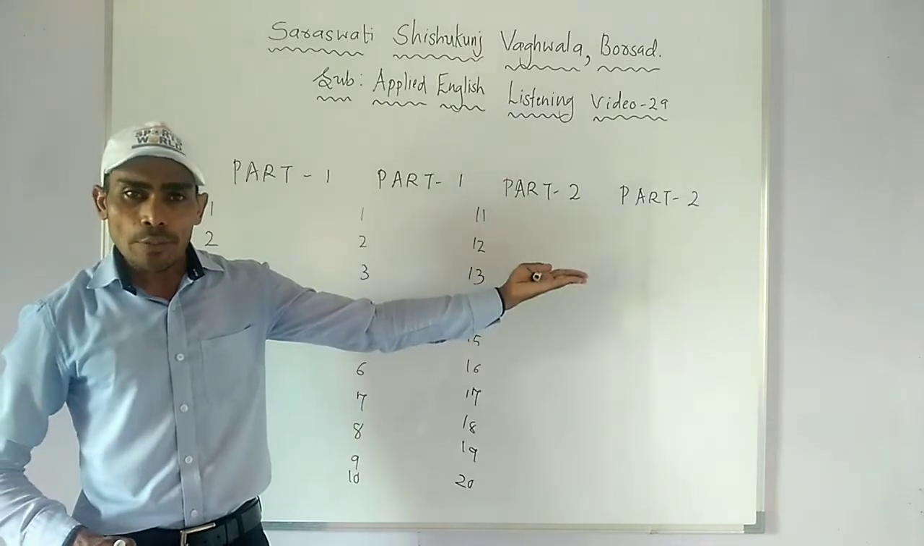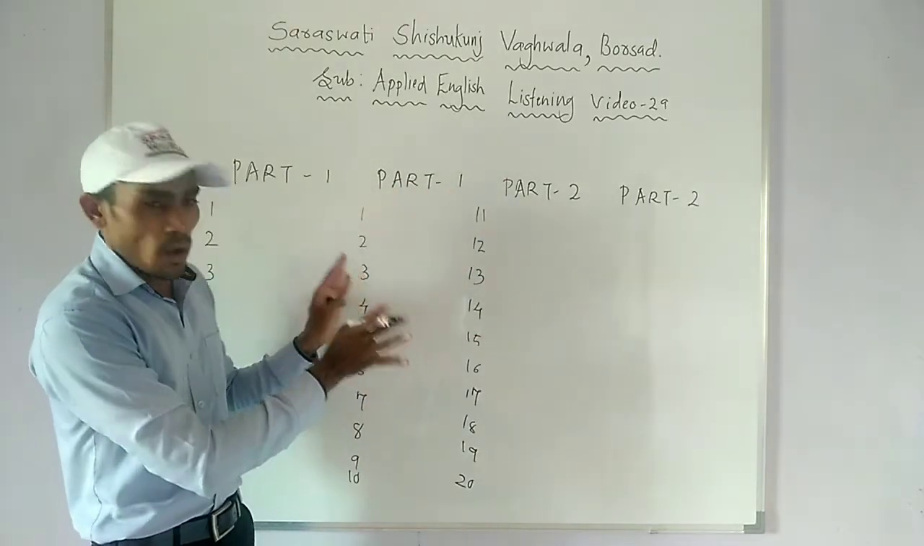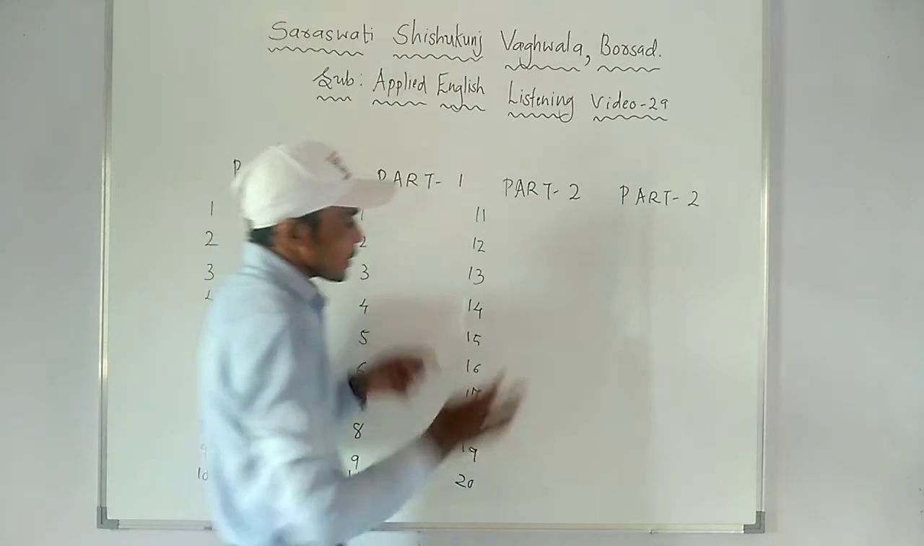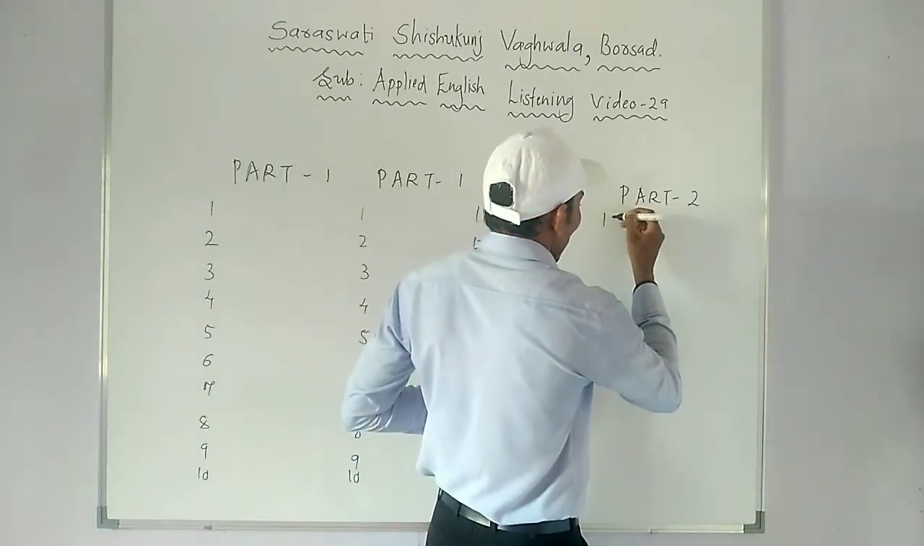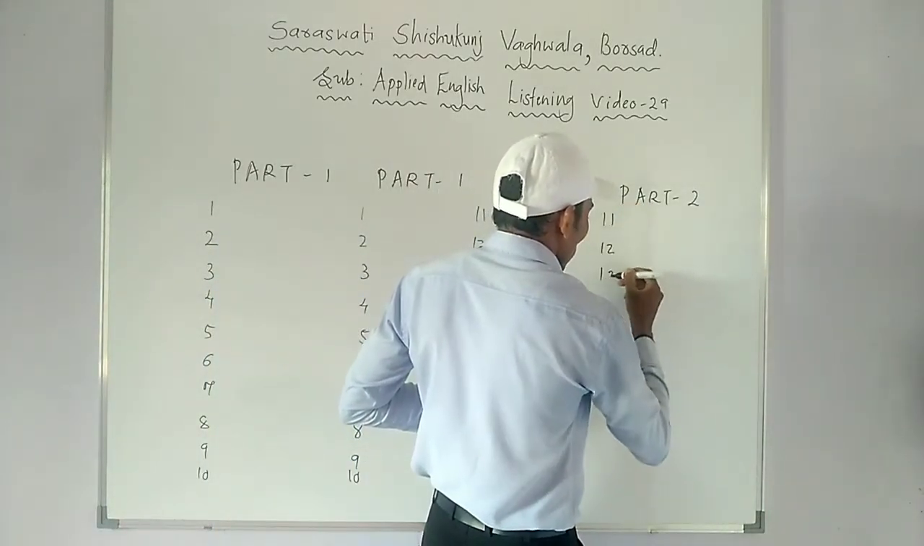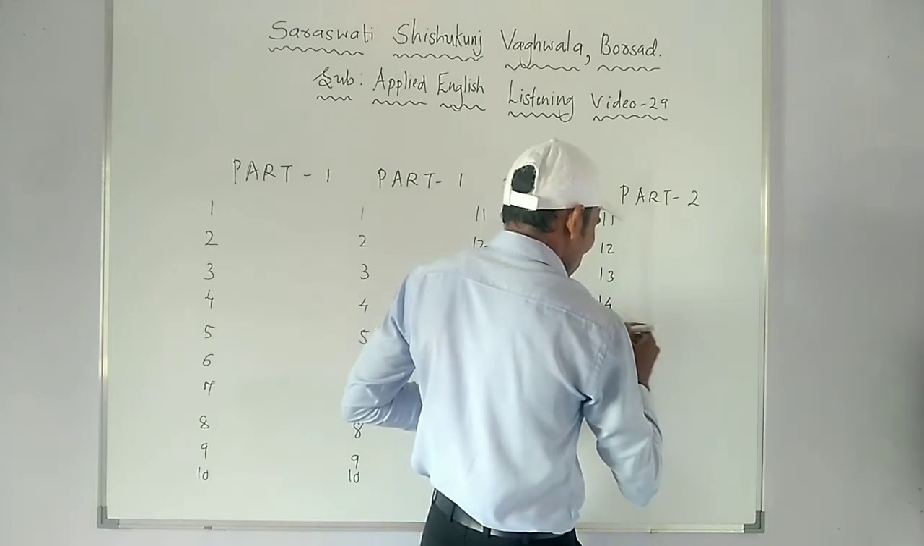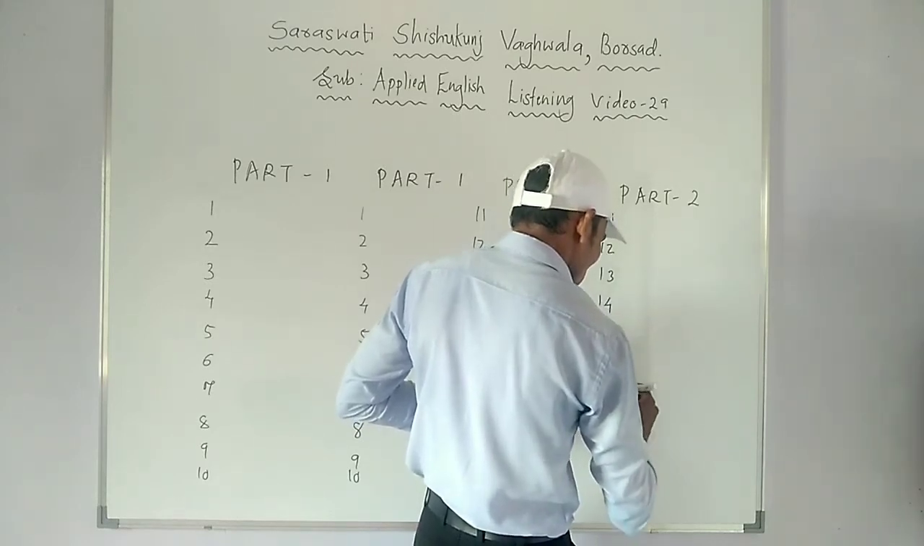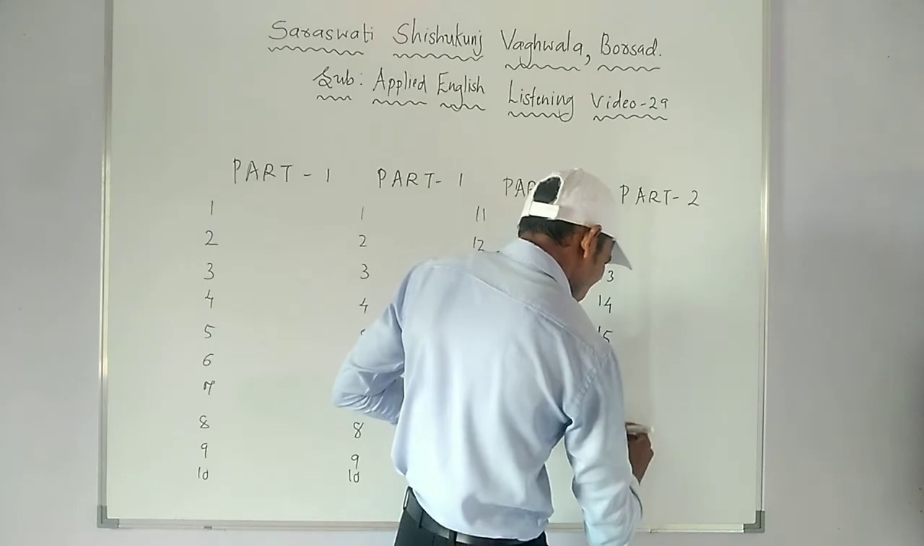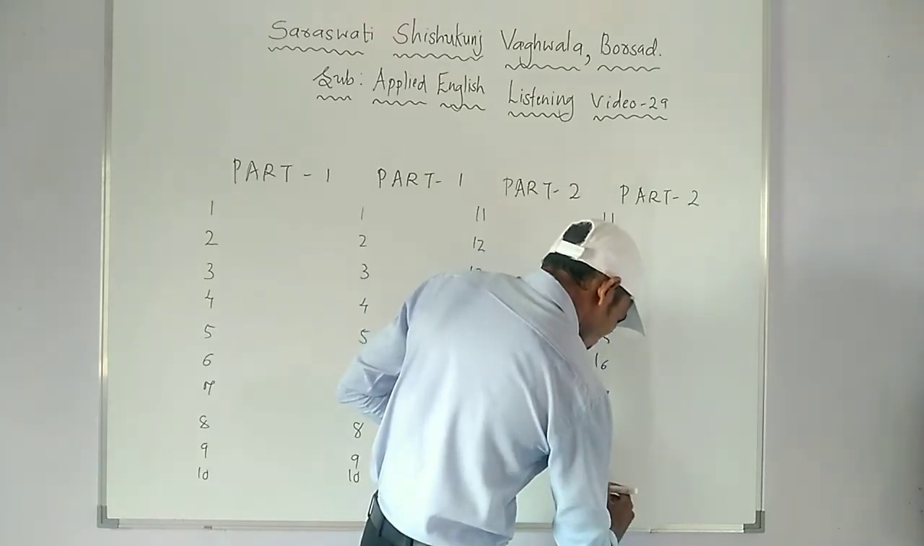Also there is one more part 2. There also we need to have the same, that is 11 to 20. So I write the numbers here 11, 12, 13, 14, 15, 16, 17, 18, 19 and 20.